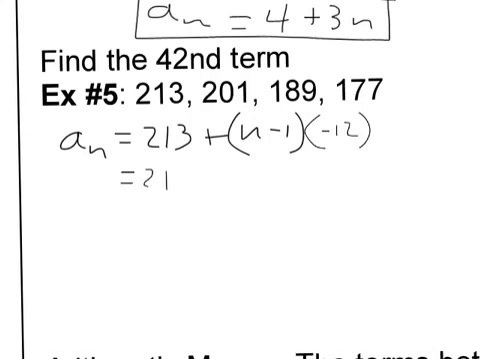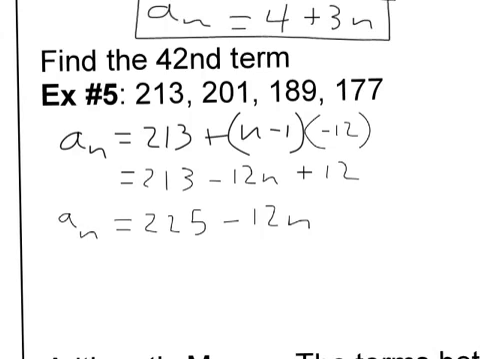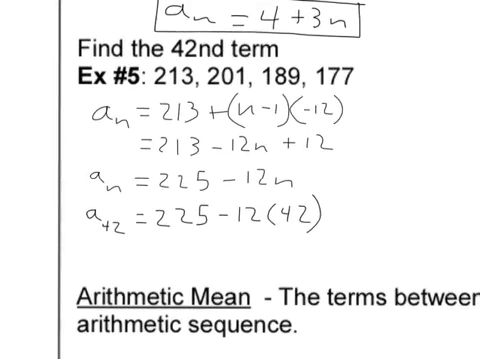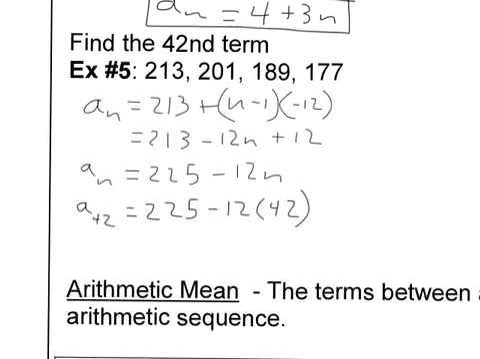So we can solve this out. We get 213 minus 12n plus 12. And 213 plus 12 is 225 minus 12n. Okay, so that's a sub n. And we want the 42nd term, so maybe it's a sub 42 equals 225 minus 12 times 42. And we could probably just plug that in our calculator. And when we do, we get that the 42nd term, written as a sub 42, equals negative 279.